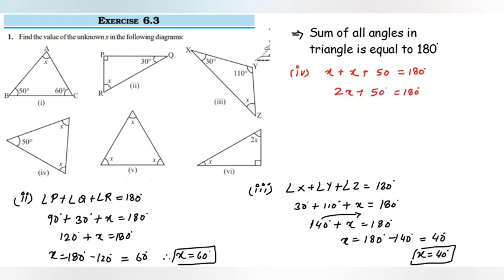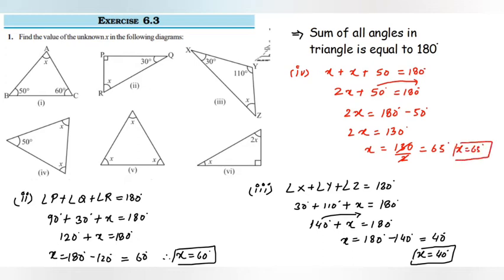Now we'll transpose 50 to the other side. So 2x is equal to 180 degree minus 50 degree. So 2x is equal to, when you subtract 50 from 180, you will get 130 degree. Now x value will become 130 upon 2, as we're transposing 2 to the other side, so it comes in division. Upon cancelling this, we'll get 65 degree. So here x value is equal to 65 degree. Now we are done with the fourth, and now we have to go to the fifth question.